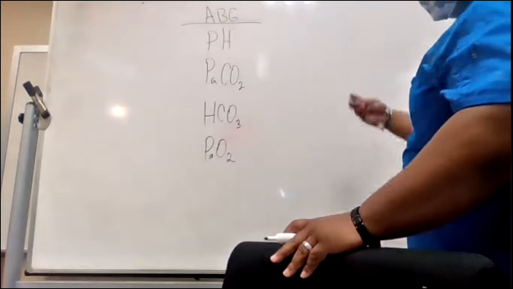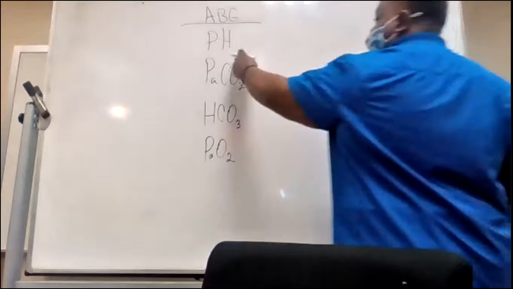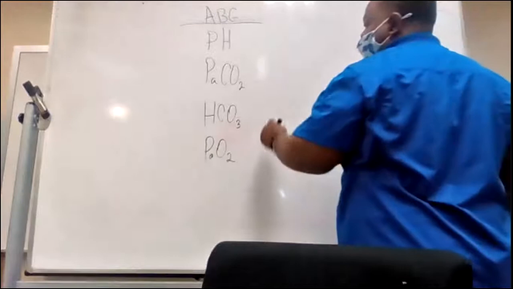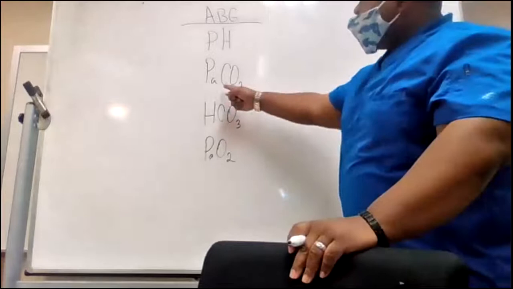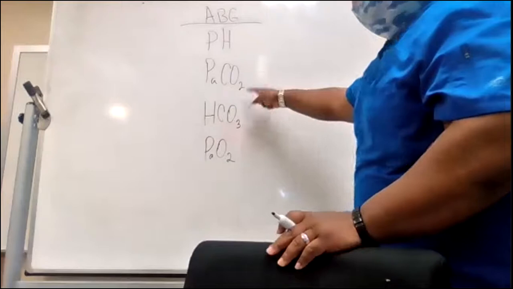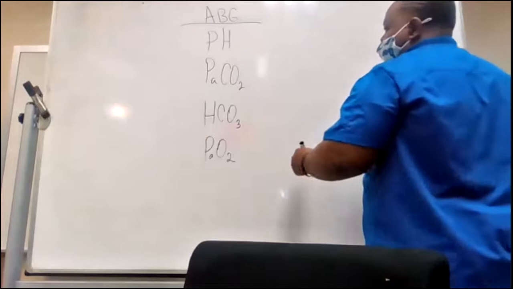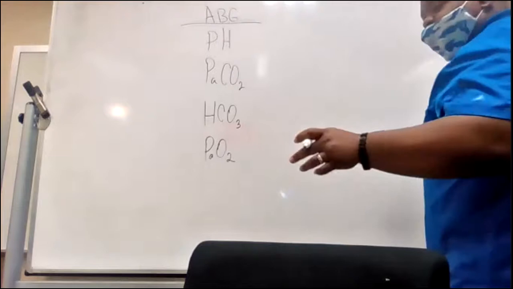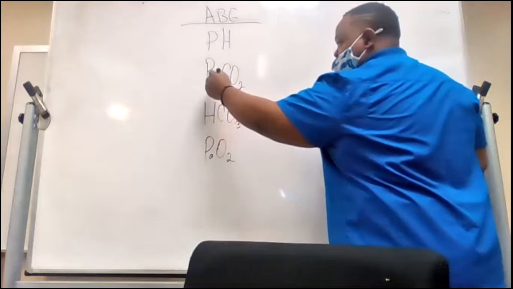Hopefully you've been looking and reading and you saw it and you kind of got a good feel of it. Have you seen this before? Okay, if you looked at it last night, you've seen this before. All right. The pH is simply the pH of the blood. The P little a CO2 is what? What does this stand for? Say the whole thing. Partial pressure of carbon dioxide. Arterial. There you go, because it's a little a. So it's the partial pressure of arterial carbon dioxide.